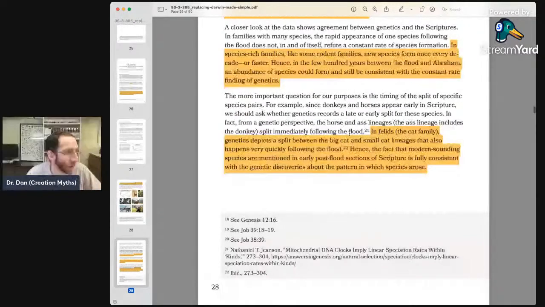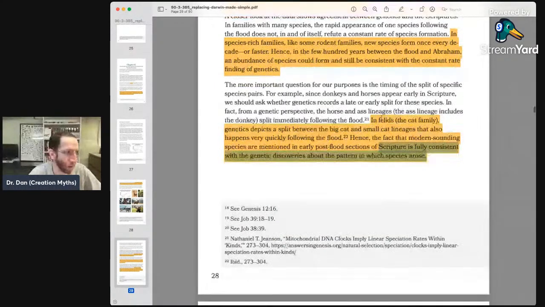So here he talks about the felids, right? They could split, big cats, small cats, and then within each, you could split subsequently. It's fully consistent. Scripture is fully consistent. He doesn't show any data for any of this. This is where he just asserts, oh, it's fully consistent. Math? No math, no numbers. I'm going to show you a graph. We're just fully consistent. Just going to go with it.